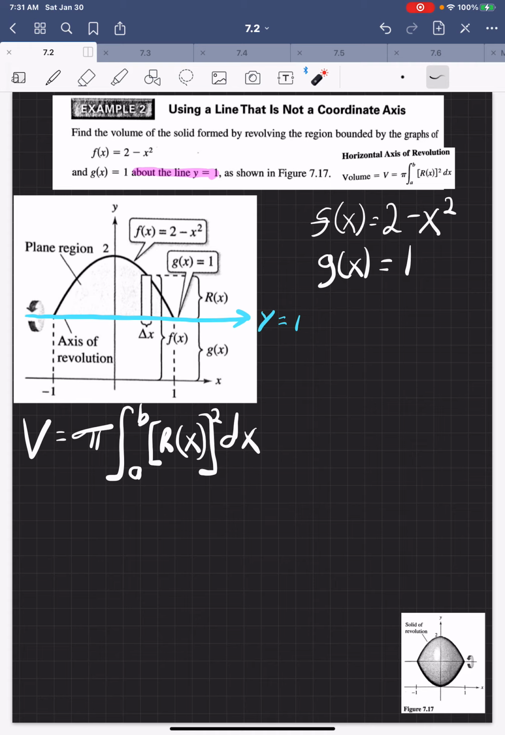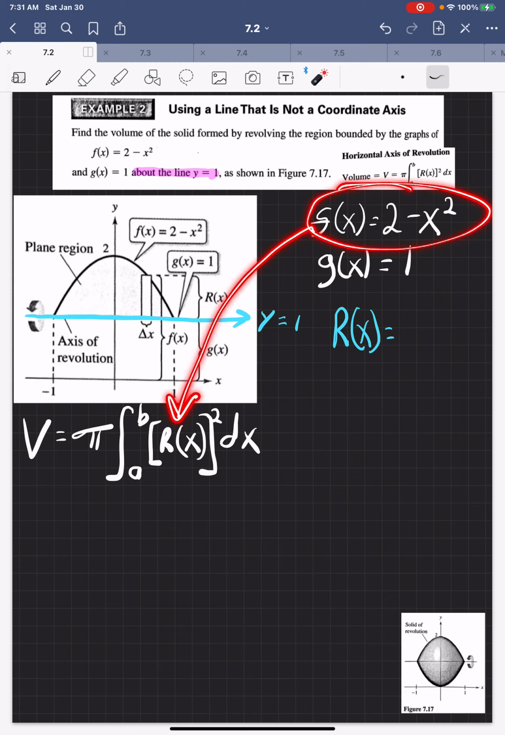So listen to me, the way you have to think about this. The first thing we're going to need to figure out is what is r of x. The prototypical Calc 2 mistake is a student just grabs whatever f is and plugs it in. That so happened to work on the previous example. That's not the way you want to think about these problems.